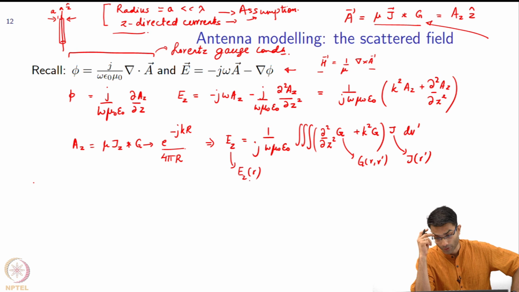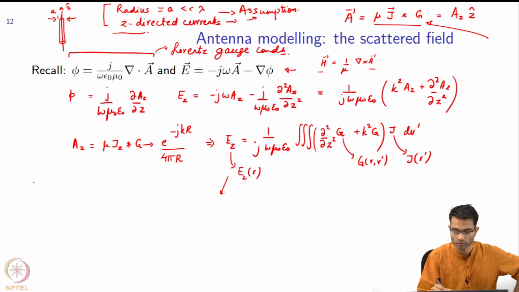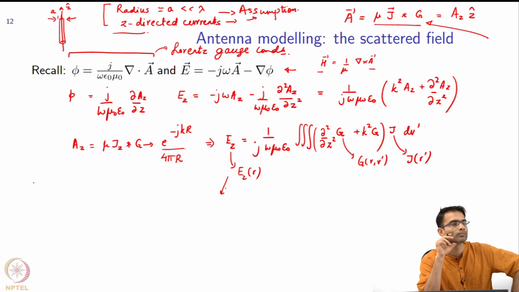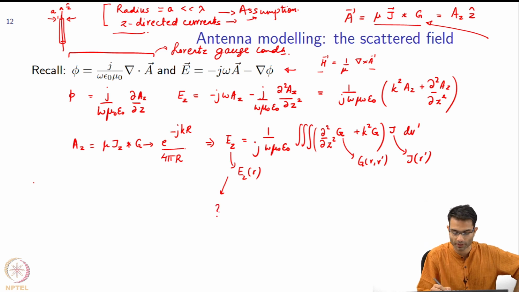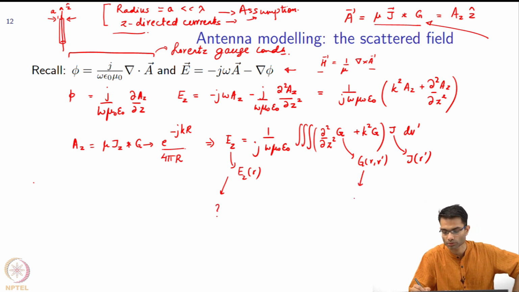Okay, so we have got an expression where I have the electric field on the left hand side. Is it known so far? So far it seems like it is not known. I mean, what is the electric field? We have to come to that. So, I am going to put a question mark over here. G is known, J is not known.